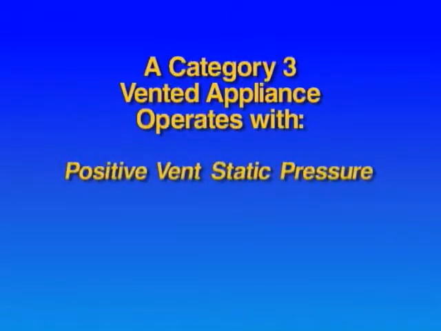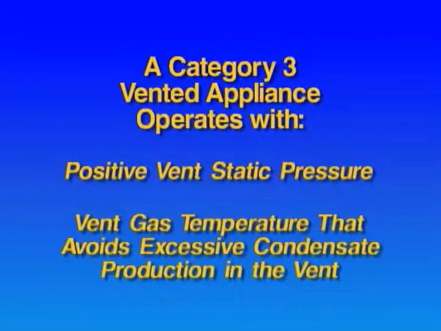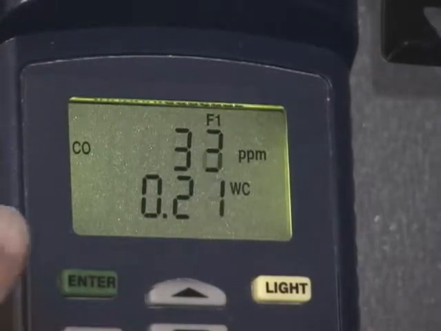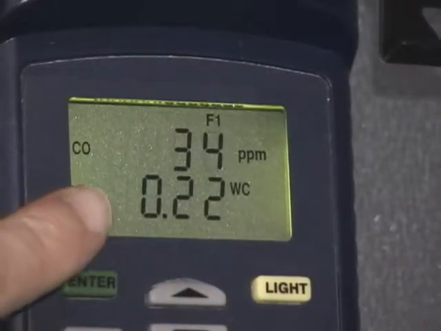Next, let's discuss Category 3 appliances. Category 3 appliances operate with a positive vent static pressure instead of negative, but still with a high enough vent gas temperature to avoid excessive condensate production in the vent.